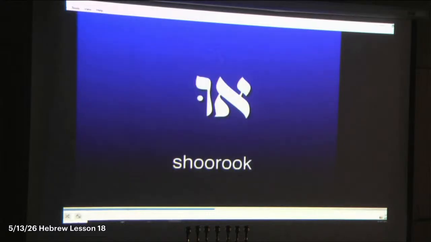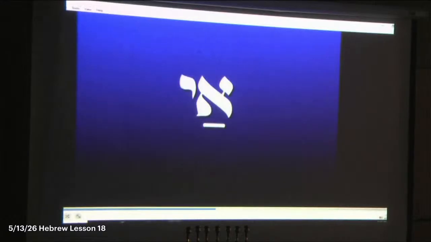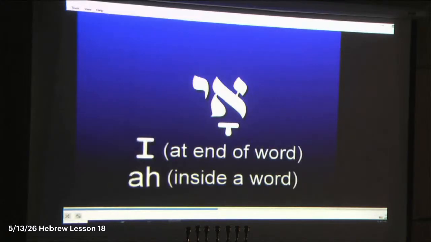If you add a yud to a shuruk, it becomes ui. If you add a yud to a patach, it is always I, as in hi there. And if you add a yud to a kamatz, it is I at the end of a word, but inside a word it does not change the sound, and it is still pronounced ah as a simple kamatz.